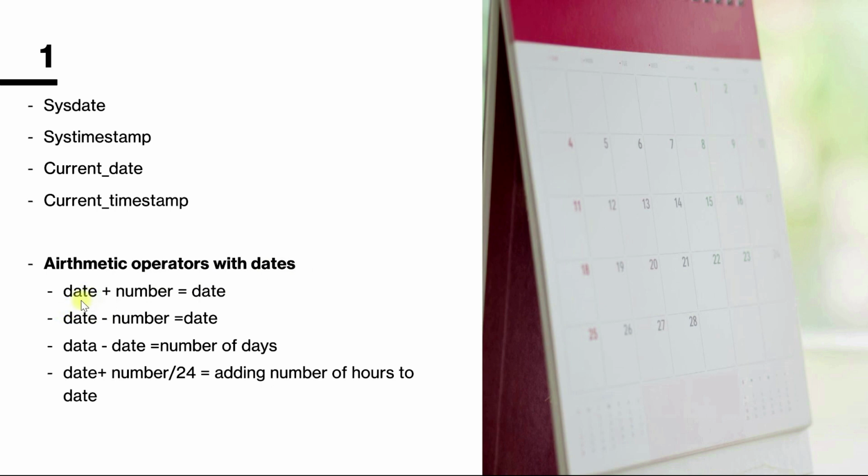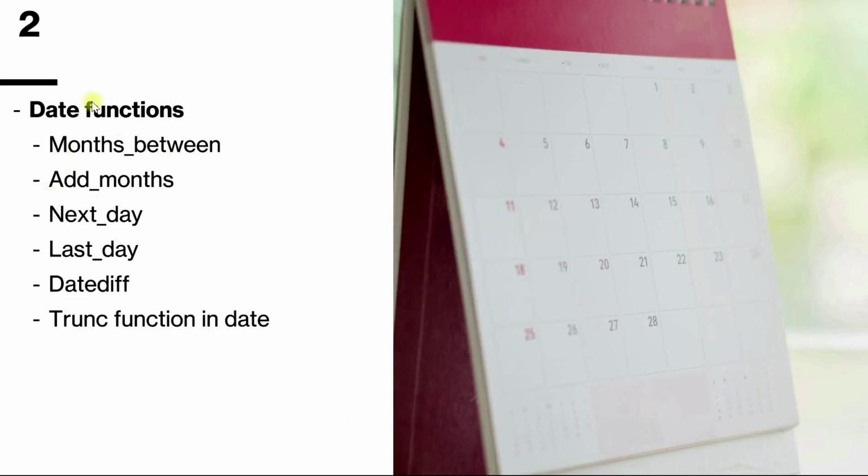What is the value if we add date plus number? It returns a date. Date minus number returns a date. Date minus date returns the number of days. Date plus number divided by 24 adds a number of hours to the date. And these functions we cover in this video with examples.